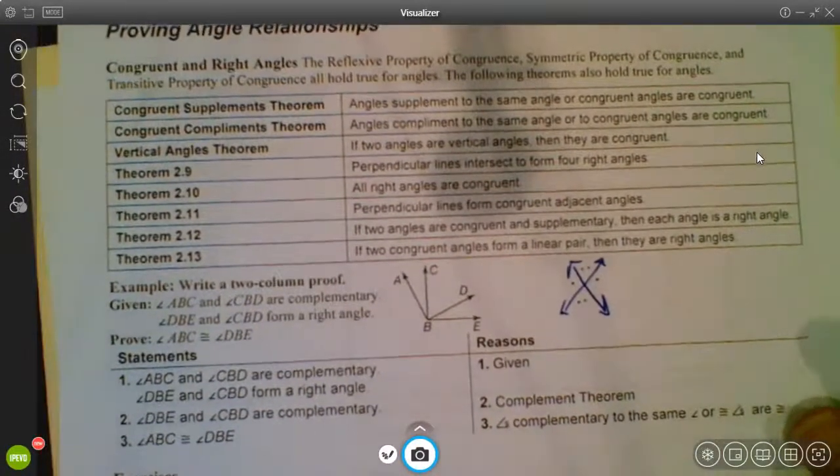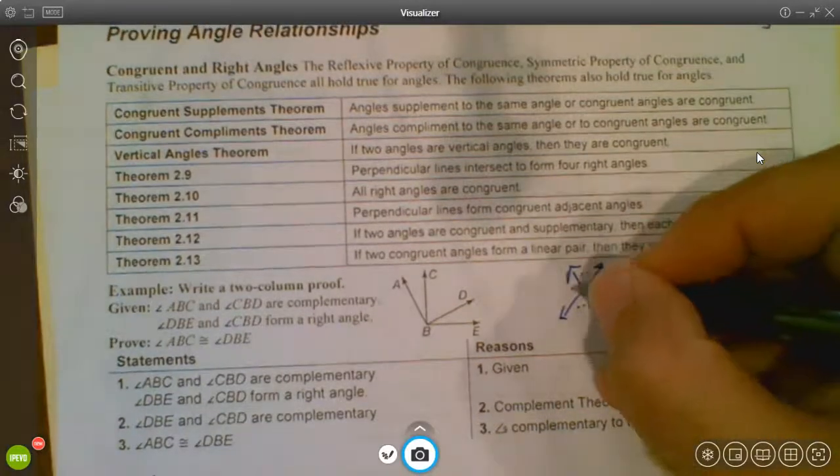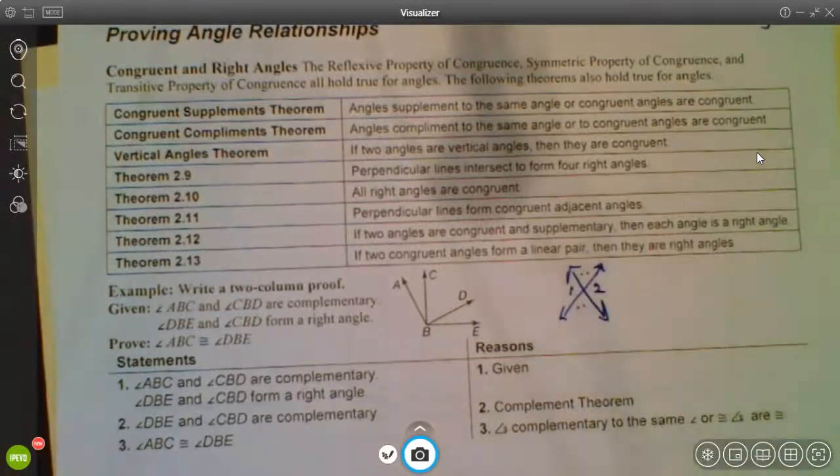Typically, that'll just come from a diagram. If you see a diagram like this, and let's just say they call this angle 1 and this is angle 2, if I just see that in the diagram, I should be able to automatically say in my proof, angle 1 is congruent to angle 2, and my reason would be vertical angles theorem.